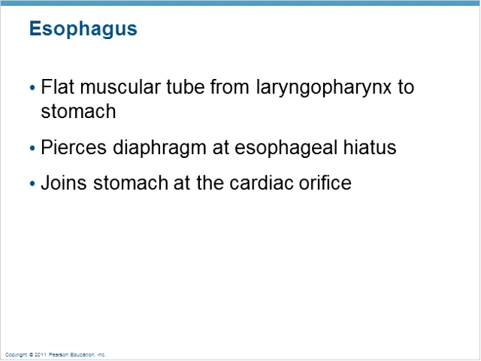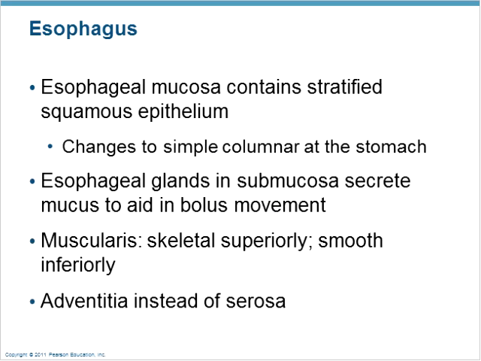The esophagus is a flat muscular tube that extends from the laryngeal pharynx to the stomach, and it pierces the diaphragm at the esophageal hiatus. It joins the stomach at the cardiac orifice. You'll hear cardiac sphincter, and you'll hear LES, lower esophageal sphincter.